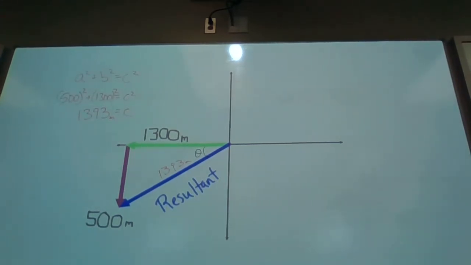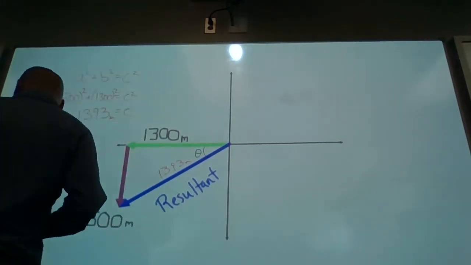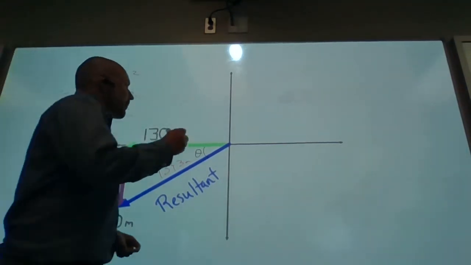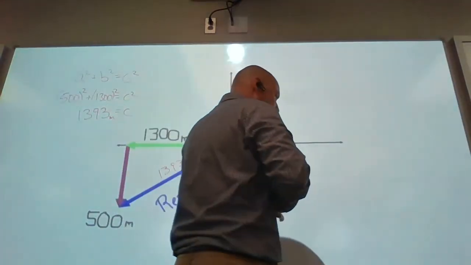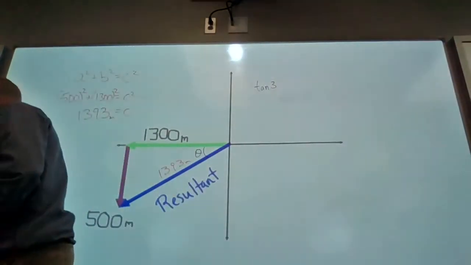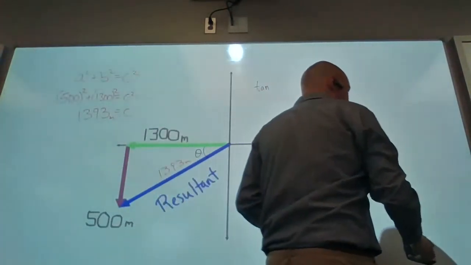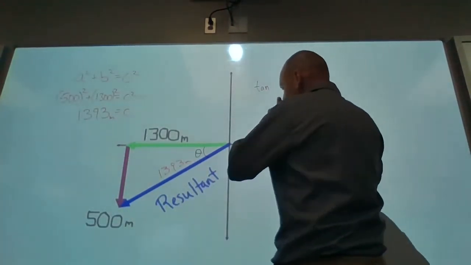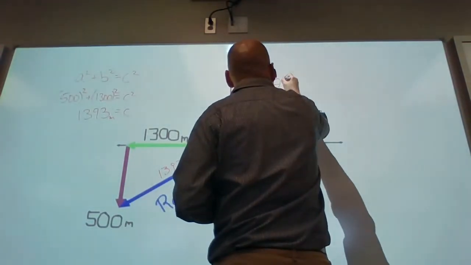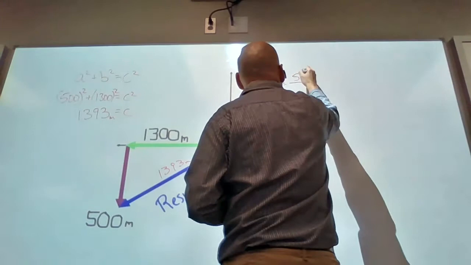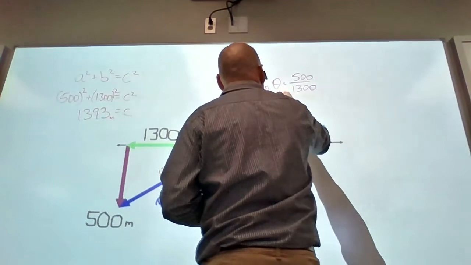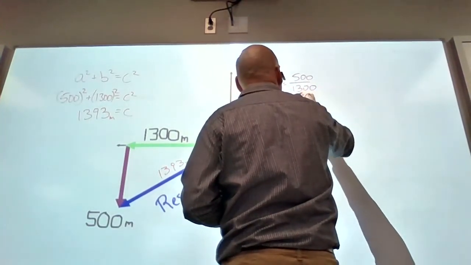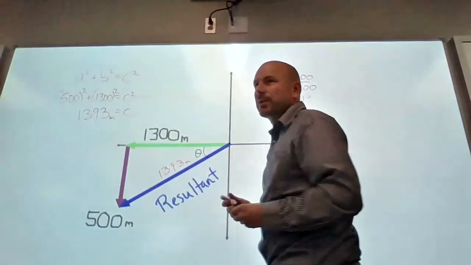So what are we going to use? Sine, cosine, tangent? Tangent. So say tangent of theta is equal to opposite over adjacent, inverse tangent it. Find that to be 21 degrees. Thumbs up for good.